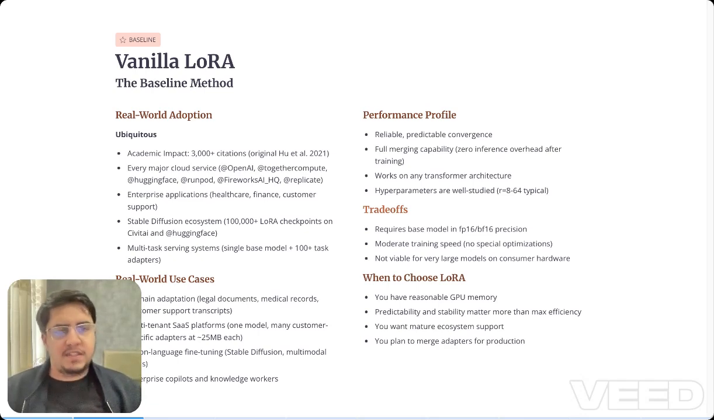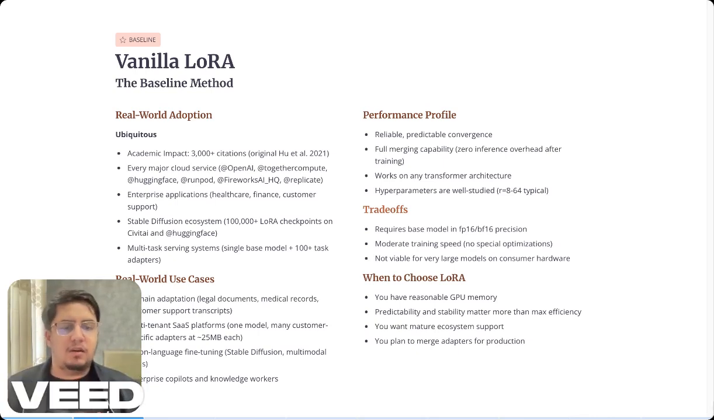The clear trade-offs are the fact that it requires your model to be in BF16 or FP16 precision. It has a moderate training speed and is not very viable for large models or consumer hardware. So essentially, I would only recommend you choose vanilla LoRA when you have a GPU with reasonable GPU memory, you want predictability or stability in terms of efficiency, you want to be a part of a mature ecosystem, or you plan to merge adapters for production. So that's one side of things.